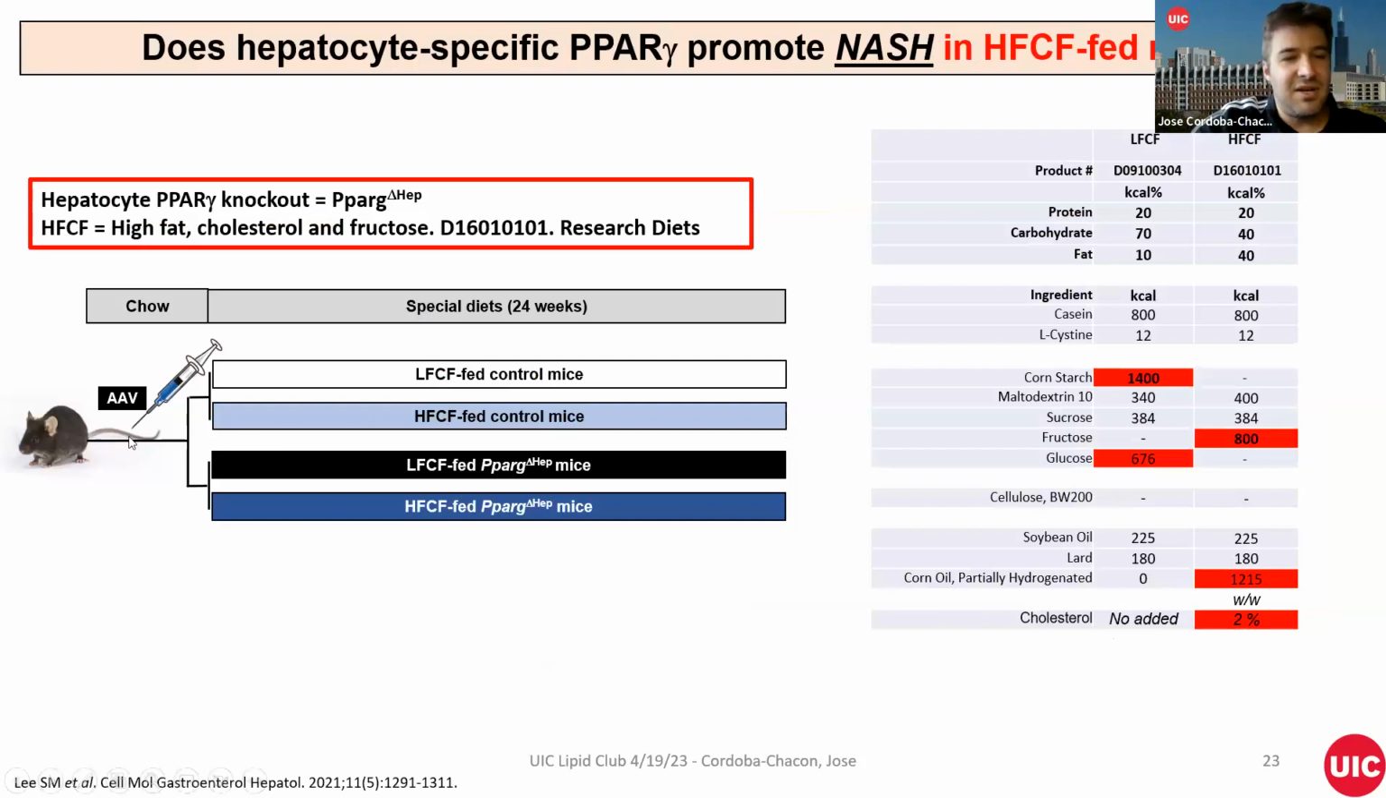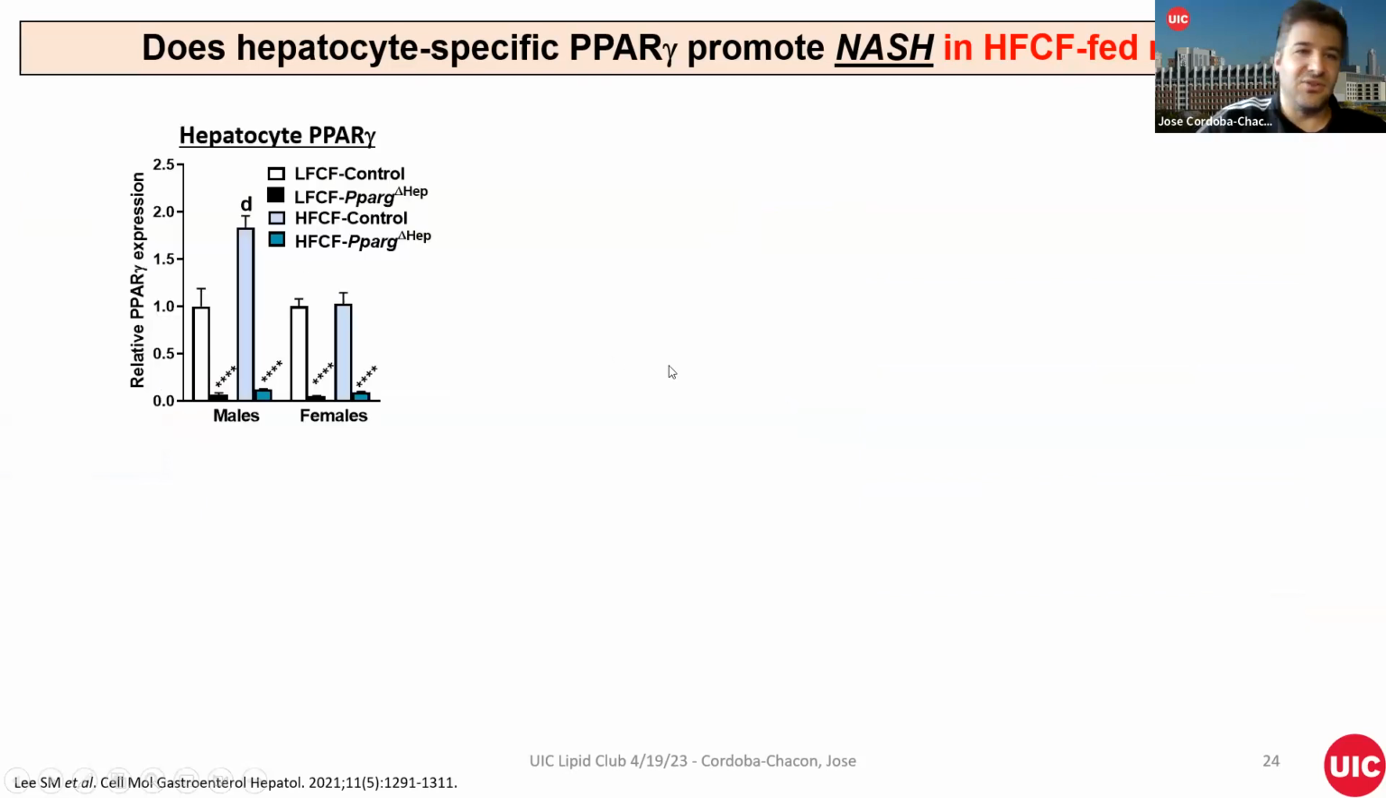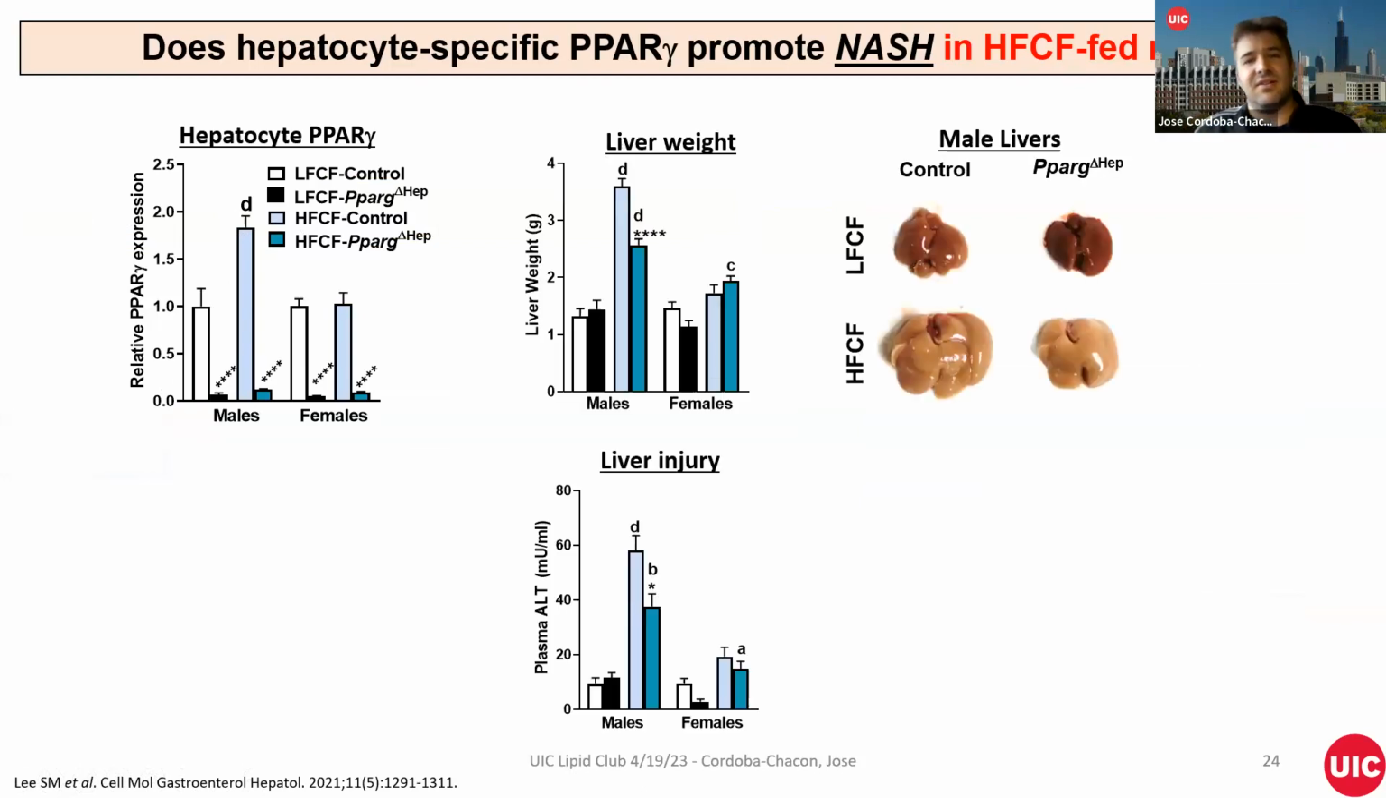We knocked out PPAR gamma in hepatocytes of adult mice, and then the mice were fed for 24 weeks with this specific diet that is known to induce NASH. So as shown here, only male mice showed an increased expression of PPAR gamma in the liver when they were fed this specific diet. The knockout was effective. And the increased expression of PPAR gamma was associated with increased weight of the liver and ALT levels, because in the knockouts, we could see that this was reduced.